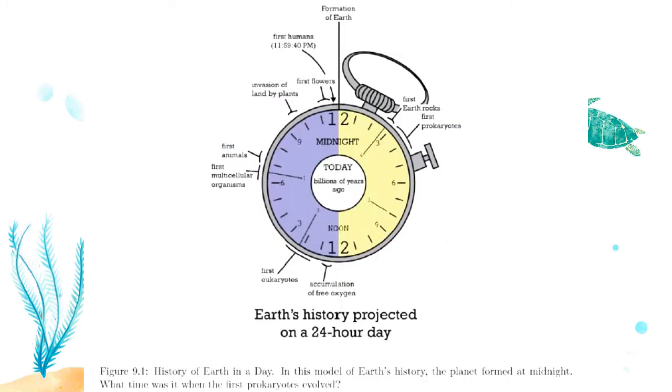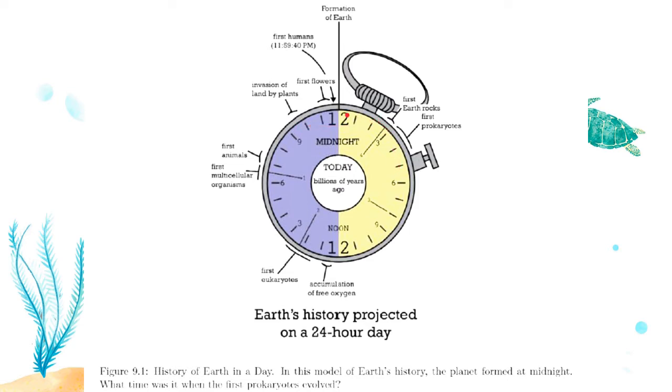I hope you still remember our lesson on the history of the Earth, specifically the geologic time scale. So this is one way to visualize the geologic time scale. If we are going to divide the Earth's history and project it into a 24-hour day, and plot the different events that happened all throughout those 4.6 billion years, these are the significant events that we can actually visualize and imagine.